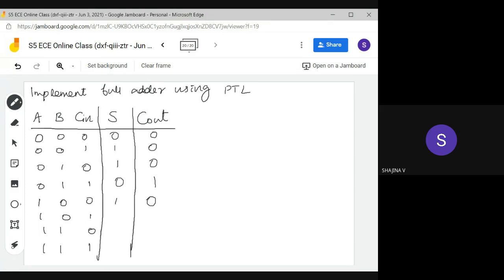So next 1, 0, 1. 1 plus 1, it is 0, 1. And 1, 1, 0. 1 plus 1, 0, carry 1. And 1, 1, 1. 1 plus 1, 0. 0 plus 1, 1. Sum equal to 1, carry equal to 1.